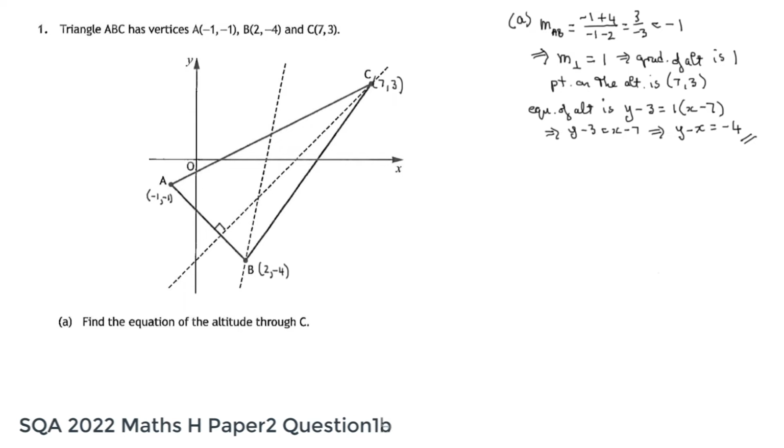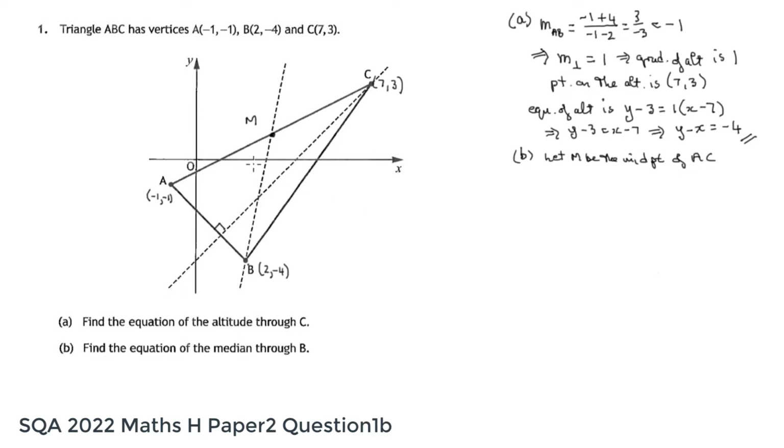part A. Let's look at part B next. We're asked to find the equation of the median through B. Now medians go from a vertex to the midpoint of the opposite side. So let's call that point M. Let M be the midpoint of the line AC, the side AC. So let M be the midpoint of AC.